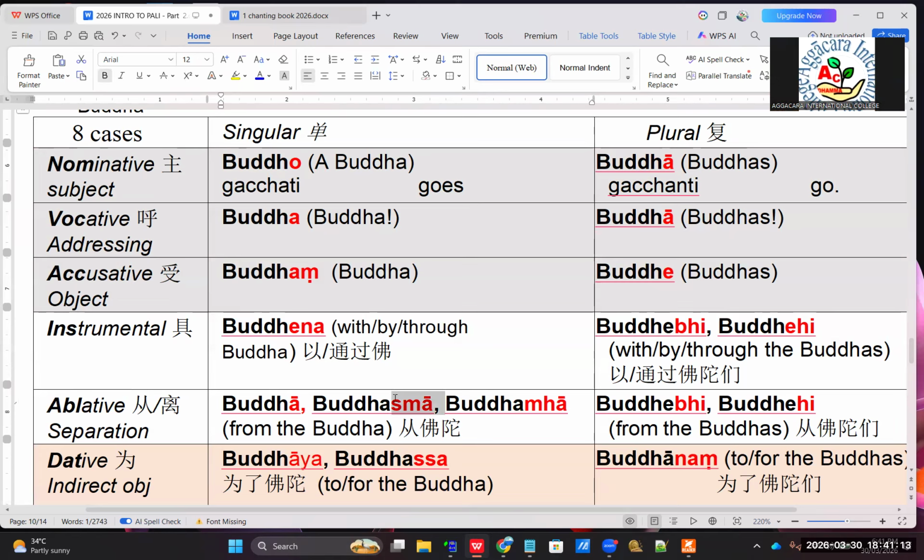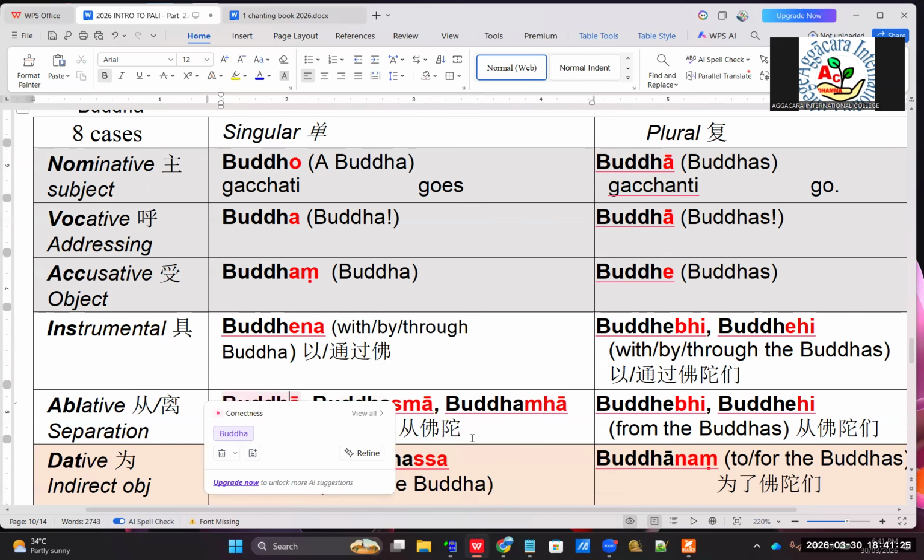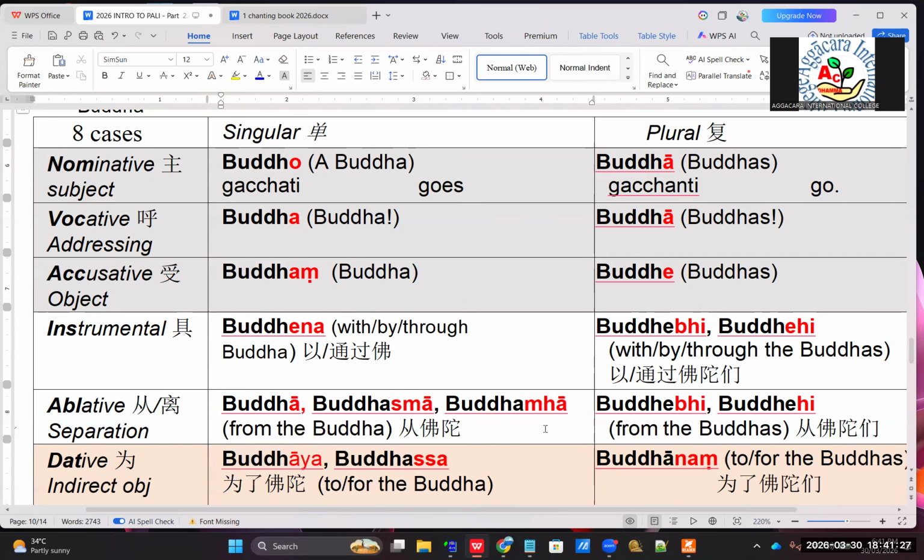Every time you see asma, amha, you can translate it literally as from. Buddhasma, Buddhamha, Buddhehi, Buddhebi. All right. So, Thomas, can you recite these two together?